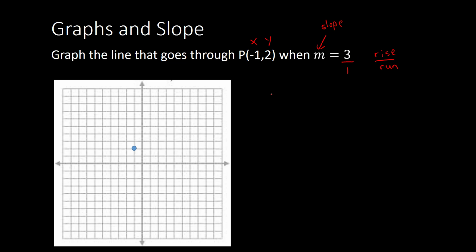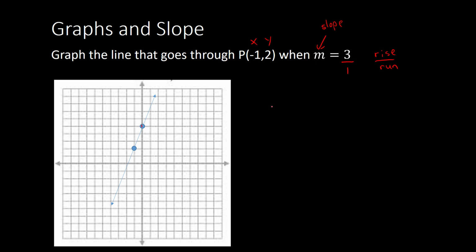So rise is up and down. It's a positive 3. So it's going to go up in the positive direction. So up positive 3 from this point. So up 1, 2, 3. And the run is 1. So it's going to go right over here where the run is 1. So that point would be right there. And then connect the dots. And that would be your line.